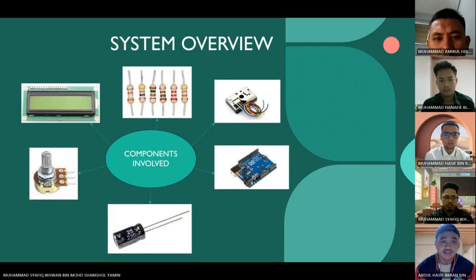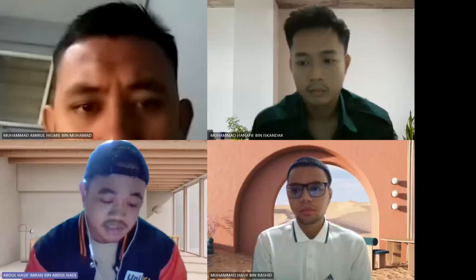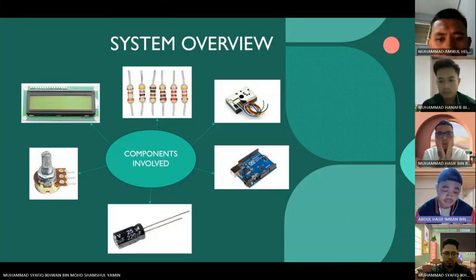Okay, next. For our system, we will use several components. The first component is the resistor. A resistor is a passive electrical component that has two terminals. It is used to reduce the flow of current. Other than that, we have a capacitor. It is a device that stores electrical energy. The capacitor has two terminals and is also a passive electronic component.